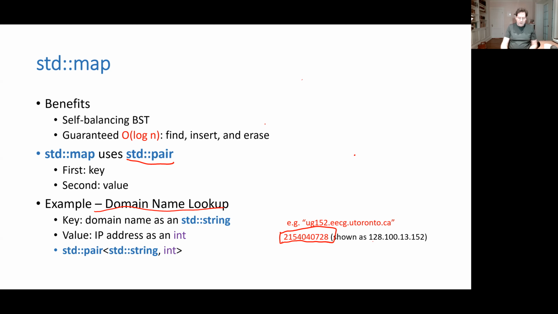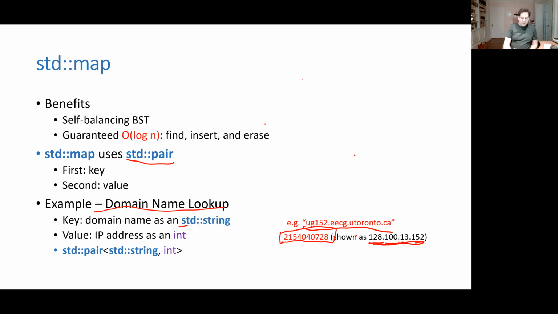Normally it's actually shown 8 bits at a time, so you would see the number written like that, with dots in between. Difficult to remember those kinds of numbers. If we told you to type that number to log into UG152, it's kind of a pain. So you can instead type in strings, and there are servers called domain name servers that map those strings to the appropriate numbers, and then the IP address is put in the header of your packet data to say go to this computer. So we're going to write a really simple domain name server.